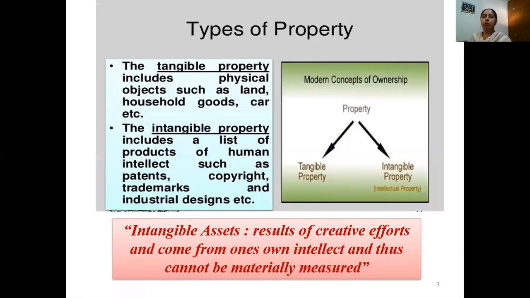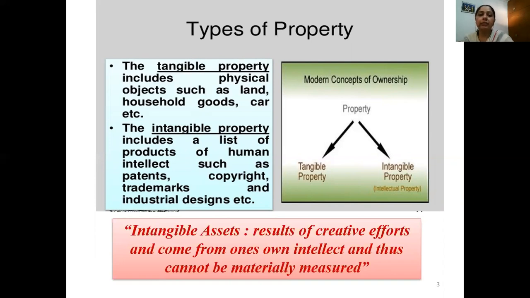Now, firstly, students, you should know that there are two different types of properties: tangible property and intangible property. Tangible property includes physical objects such as land, household goods, cars, which can be seen and felt. The second is intangible property.